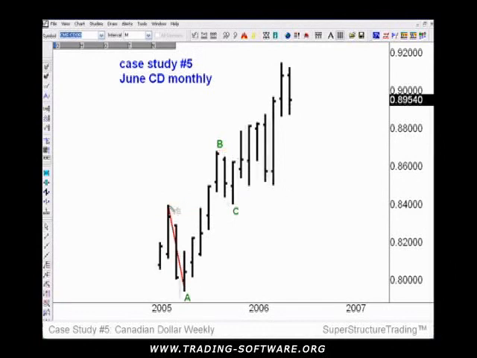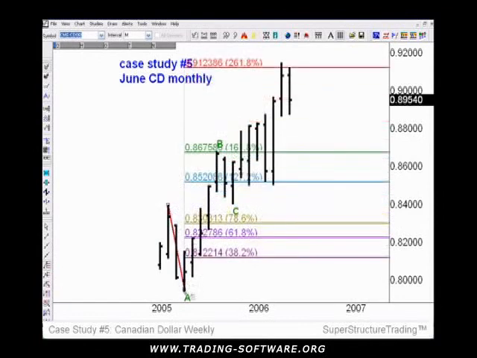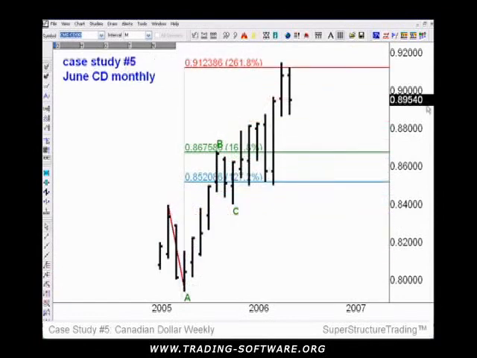So now let's do single-sided extension up. Here we see the three single-sided extensions. The 1.27, 1.618, point B reacted to that. And the next one up from B is the 2.618 single-sided extreme calculation. Let's see if there are other things supporting it.